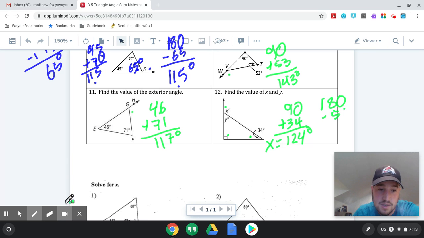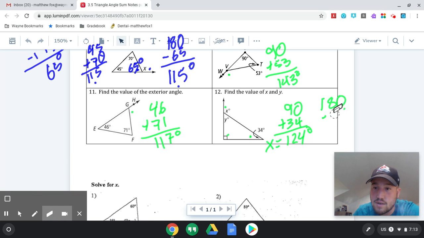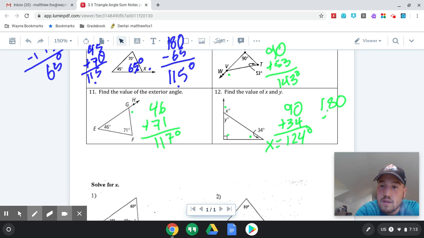Oops, I made a mistake. I accidentally wrote our answer there. Sorry about that. 180 minus the 124 will leave us with 56 degrees, and that is what y equals. And notice x plus y here, 124 plus 56, does add up to 180, which is good because we have a linear pair over here.